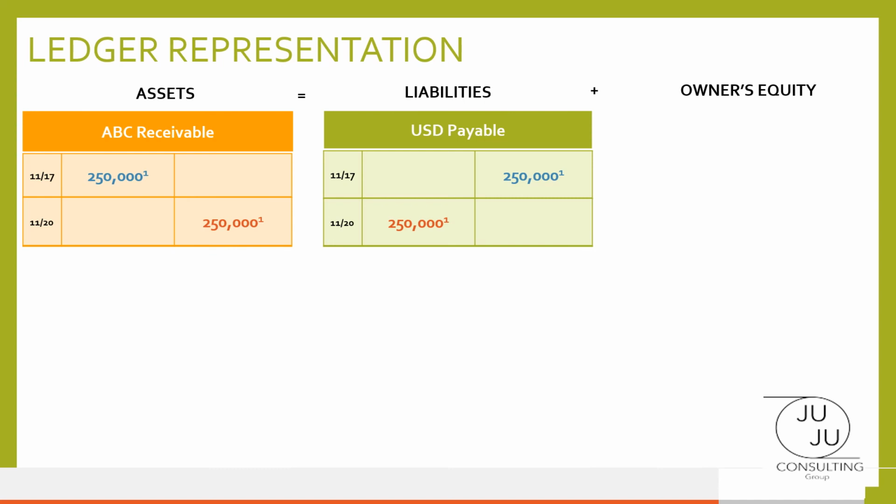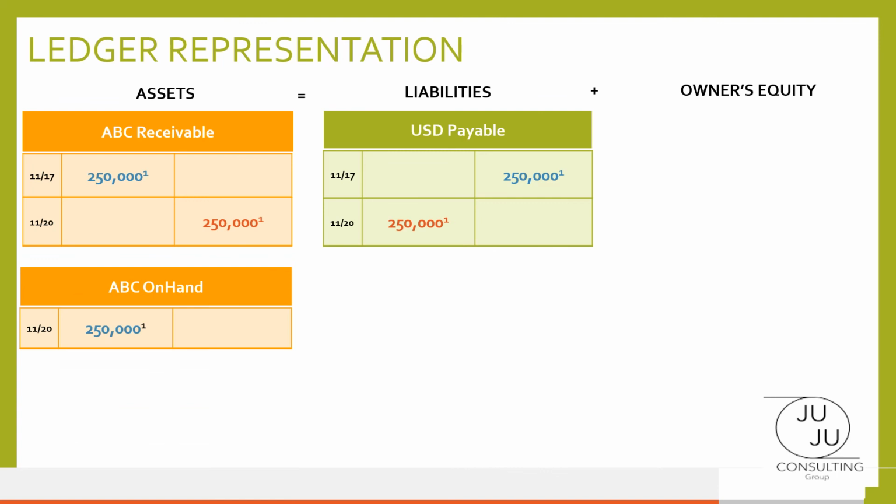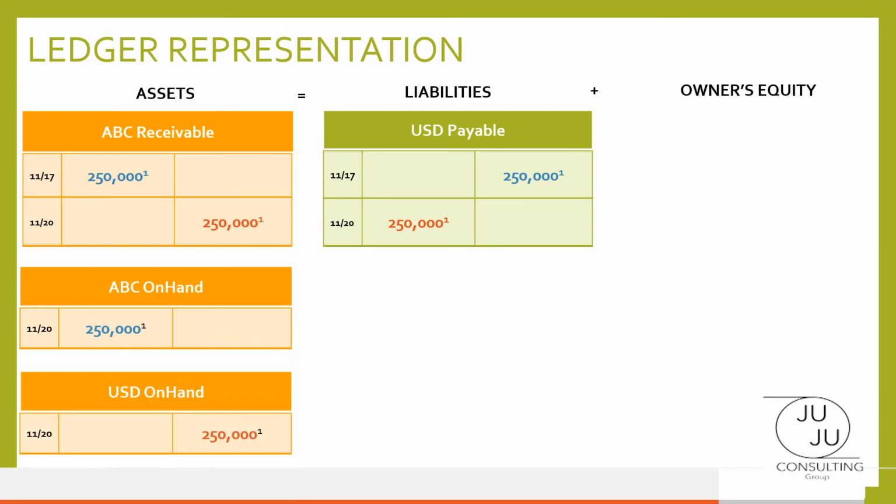Is that it? No, we need to record two more entries. We need to debit our ABC on-hand account to reflect the fact that we are now in possession of the ABC securities, and we need to credit our USD on-hand account to reflect the fact that now we actually paid, and so we reverse the entry. And that's it. We have now successfully recorded all of our accounting entries for buying a domestic equity.